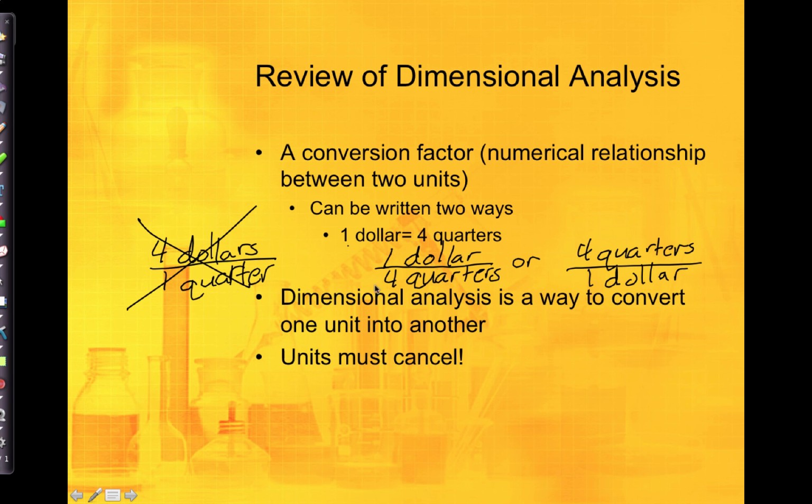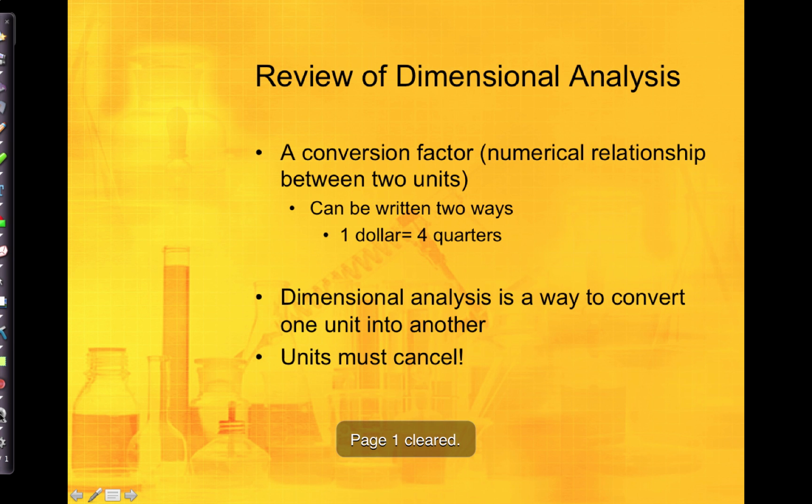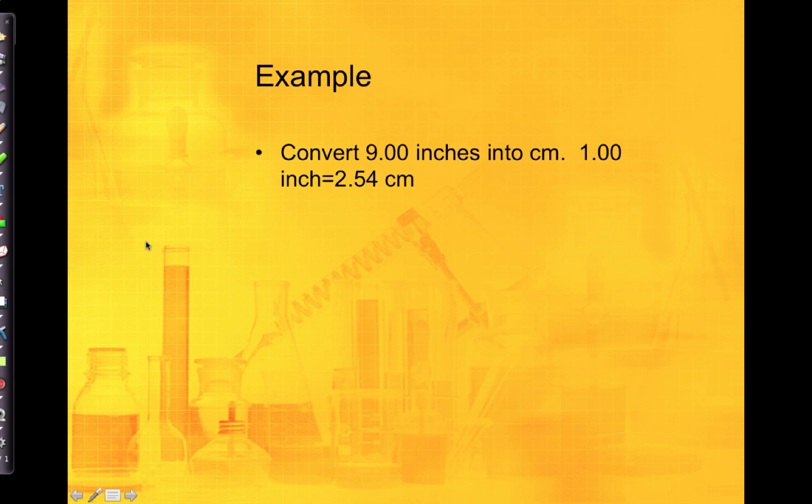Now, basically, dimensional analysis is just a way to take conversion factors and set it up so that the units cancel. Ultimately, you're going from one unit to another unit. You want the unit that you have started with to cancel. So that's the whole goal of dimensional analysis. So let's look at an example of that really quick.